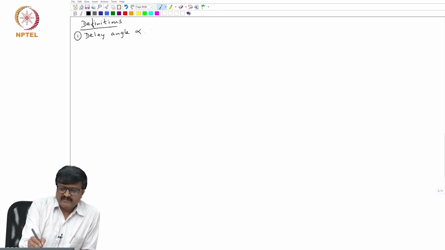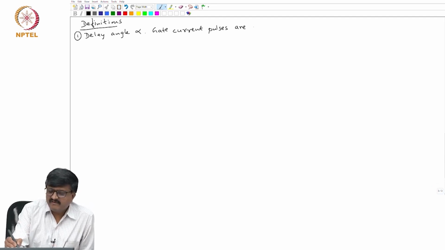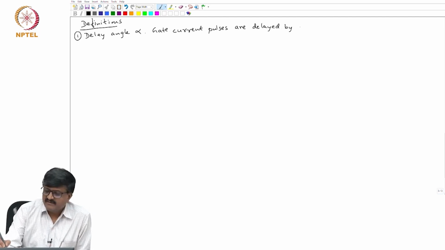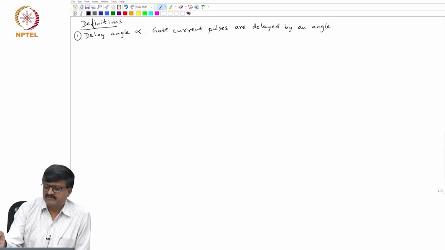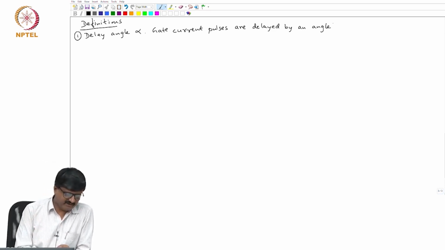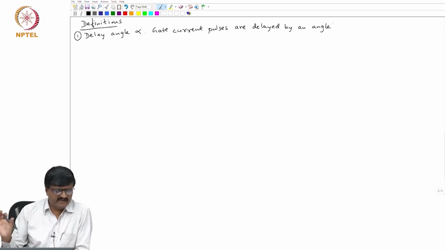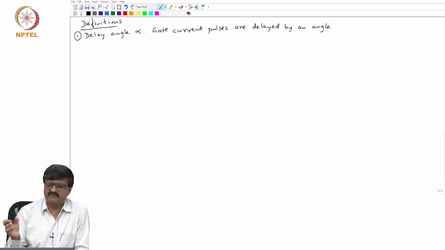So, the delay angle alpha is given by this sentence: gate current pulses to the thyristor valves are delayed by an angle. See, we use this word angle and the word duration interchangeably sometimes. Normally we do not talk in terms of time, though delay is associated with time, since our independent variable in this course will be angle. So, we will talk in terms of angle only.